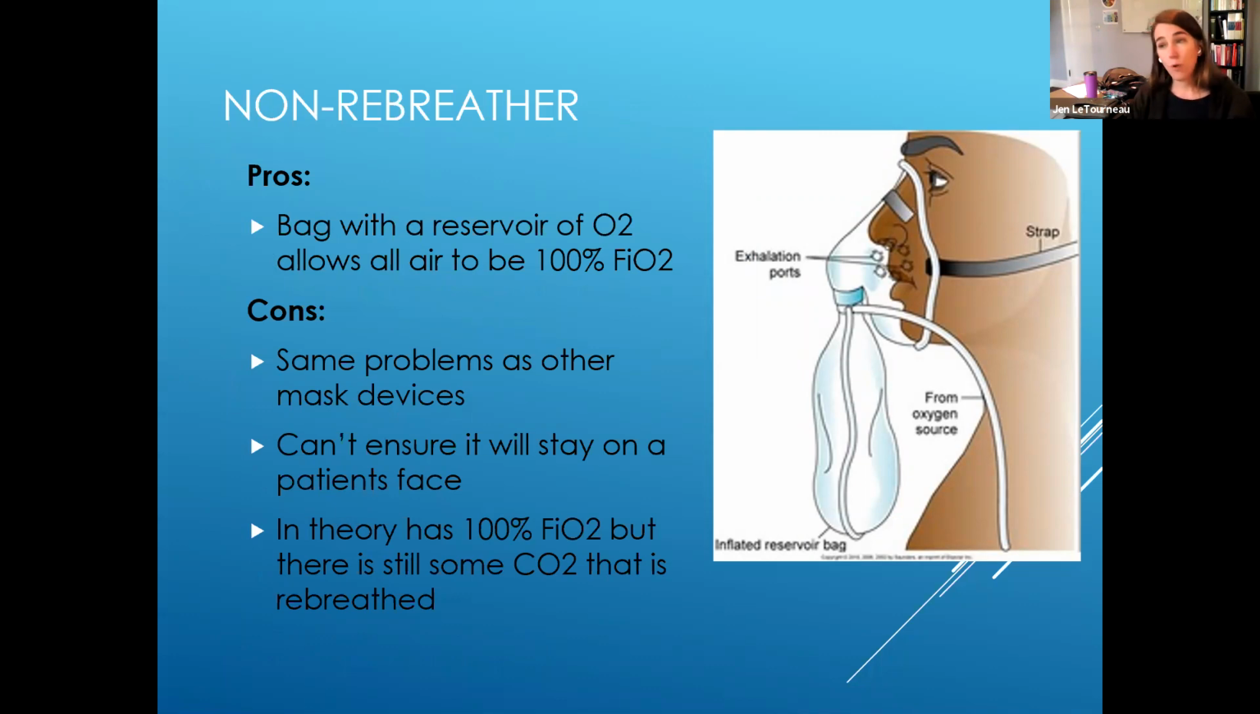And of course, the non-rebreather. So the important thing about the non-rebreather is it has this big bag at the bottom, and that is where there's a pool of oxygen. That needs to be full for it to actually be working. So you can get 100% FiO2 by this mask. And again, it has the same problem as the other masks do, and there might be a little CO2 that is still rebreathed that doesn't come out. But if we're just using a mask, this is the best way to try to get 100% oxygen.